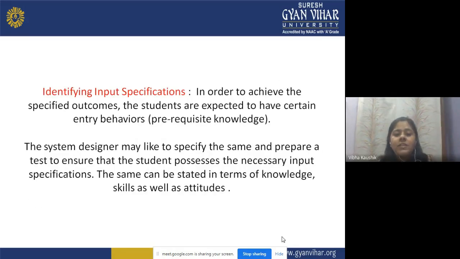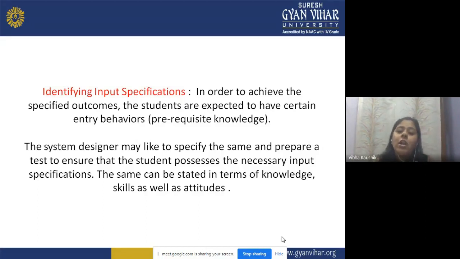Identifying input specification. Now we have to clearly state the input defining. In order to achieve the specified outcomes, that is, these changes I want to make in my students, the students are expected to have certain entry behavior.